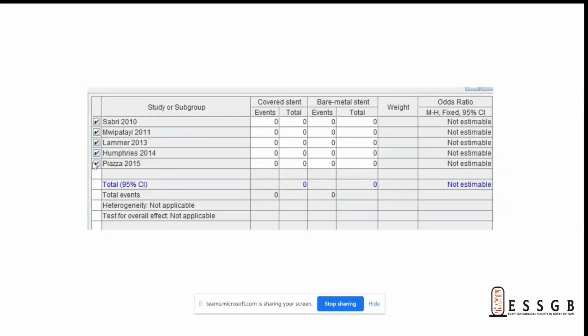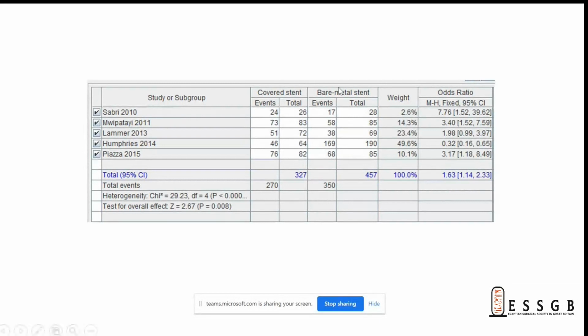So I recommend you to use RevMan for any meta-analysis. It makes sense to you now. These are the studies that you have extracted. It's exactly similar to your data extraction sheet. You've got events and total in one intervention group and events and total in the other intervention group. And by putting these numbers in, these will be automatically calculated by the software itself.